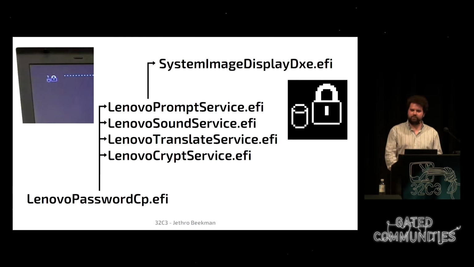The Translate Service module is used to translate characters, which I've reverse engineered and figured out is used to translate ASCII characters back into keyboard scan codes. Keyboard scan codes are codes that are assigned to each different key on your keyboard. It's the way that your hardware keyboard communicates with your computer. And then there is the Lenovo Crypt Service module, which turns out to be a standard SHA-256 hash function.